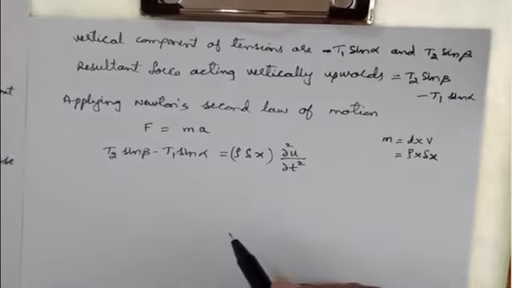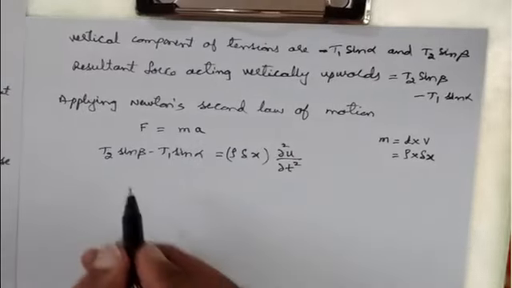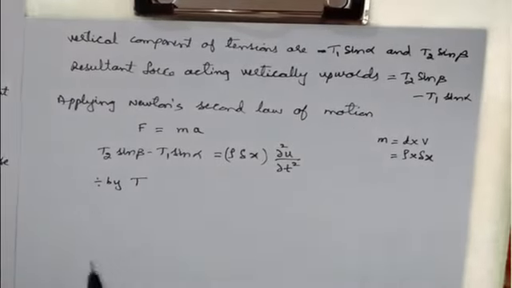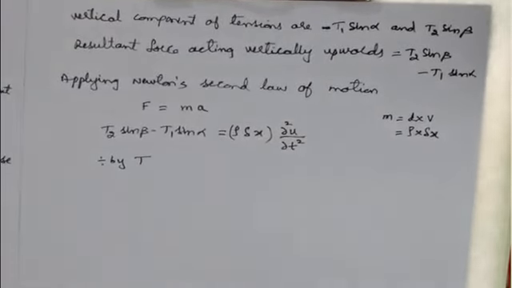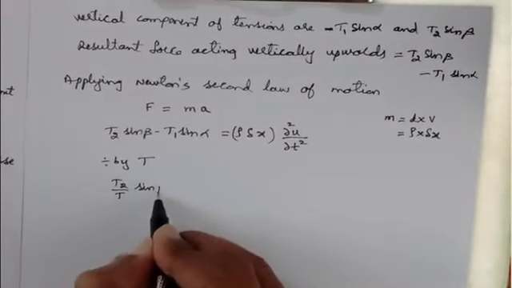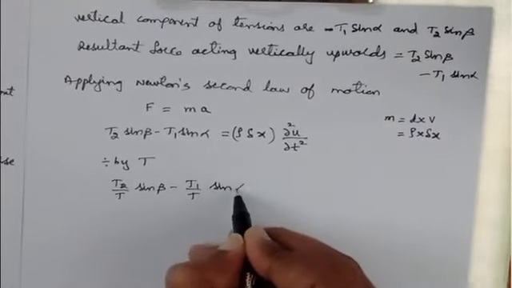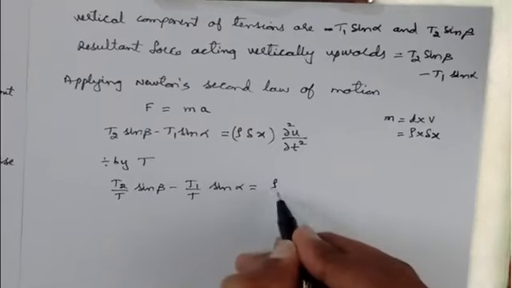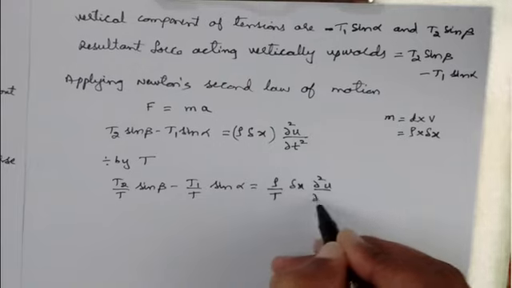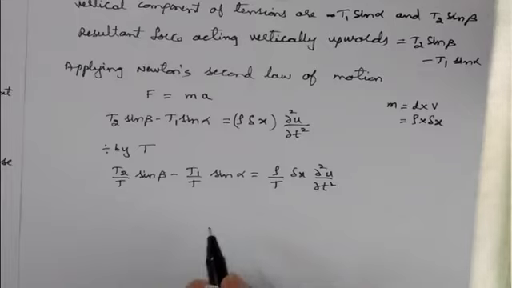If that is the case, we can try to simplify this. To simplify, let us divide the entire equation by t. If I divide by t, I get T2 by t into sine of beta minus T1 by t into sine of alpha, equal to rho by t delta x into dou square u by dou t square. So just dividing throughout by t, we have got this expression.